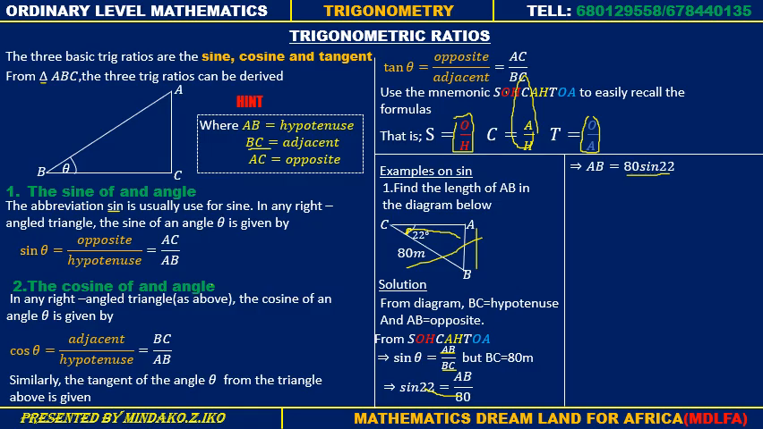Now if you take a calculator and punch this, let me just punch it, 80 times sine 22. So we are going to have that AB equal to 29.97. It's actually 29.96, but you have to do what we call round up. So in mathematics, when we do round up, okay, so that is it. So that is AB. Okay, let's continue.